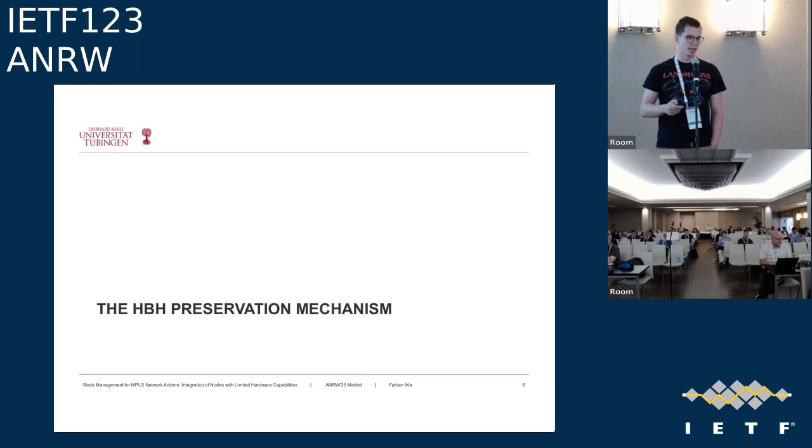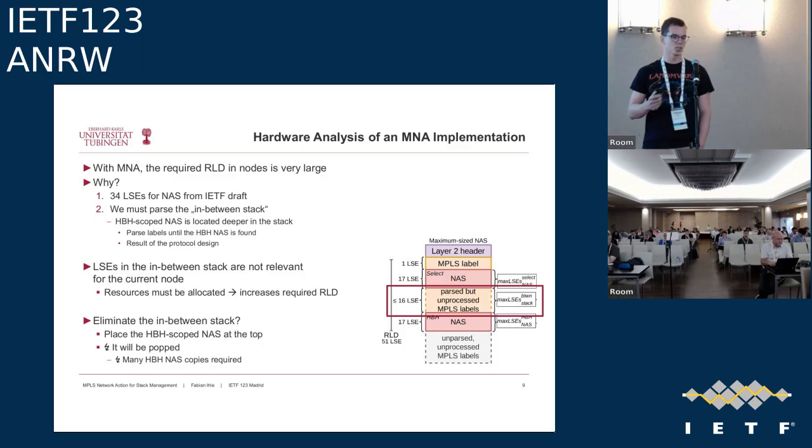Now we come to the actual mechanism. We first performed a hardware analysis of an MNA implementation, a P4 implementation. And there we realized that with MNA, the required RLD in nodes is very large. Why is that? First of all, we have 34 LSEs for NAS from the IETF draft. That's the result of the encoding. We can't change that for now.